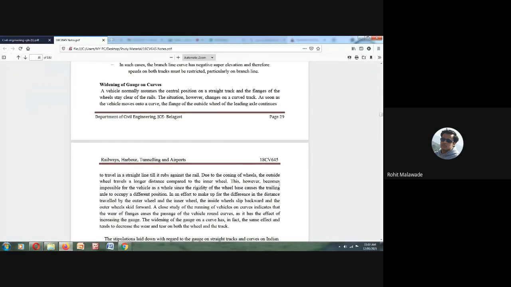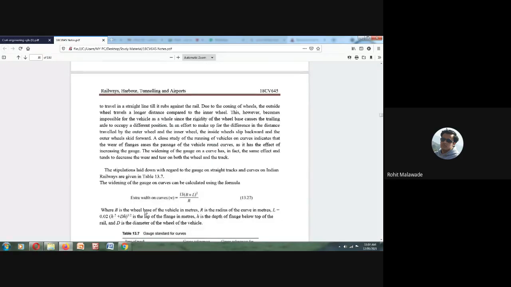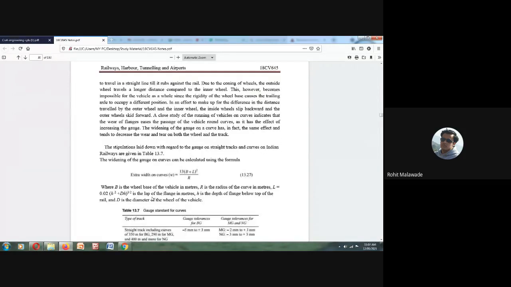Due to the coning of wheels, the outside wheel has a longer distance compared to the inner wheel. The wheelbase causes the trailing axle to occupy a different position due to the change in the radius. In an effort to make up for the difference in the distance traveled by the outer wheel and the inner wheel, the inside wheel slips backward and the outside wheel skids forward. That is why it tries to move outside, and this is the reason we need the widening of gauge near the curve.